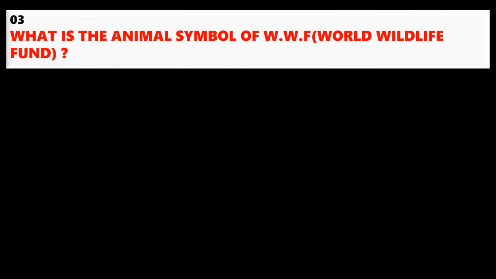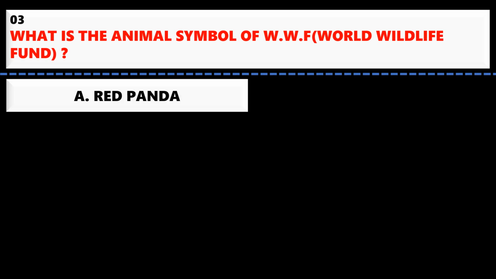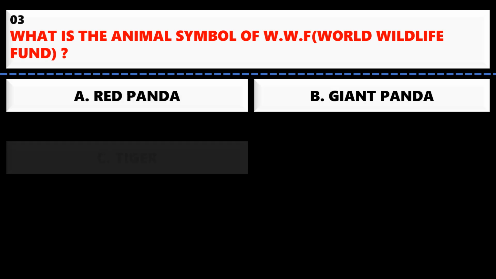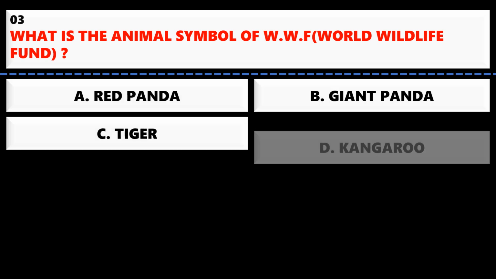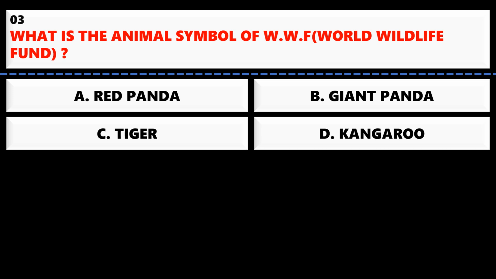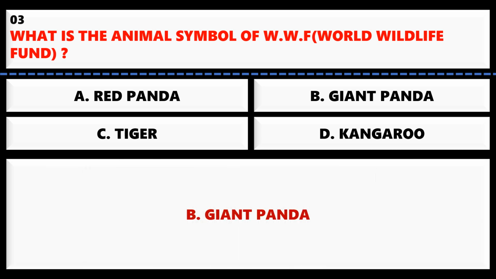Question number 3. What is the animal symbol of WWF, World Wildlife Fund? And the options are red panda, giant panda, tiger, and the last option is kangaroo. And the right answer is giant panda is the animal symbol of WWF.